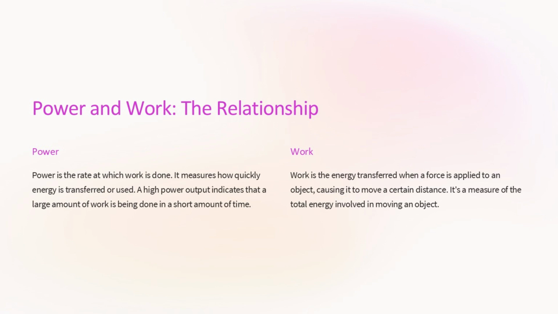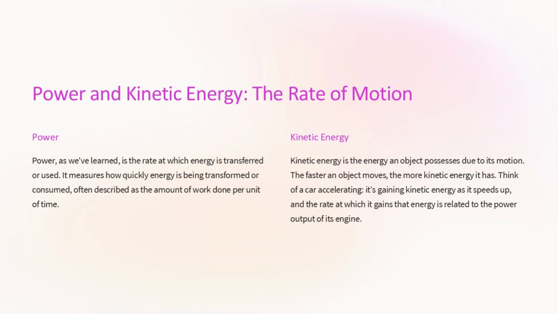Power is the rate at which work is done. It measures how quickly energy is transferred or used. A high power output indicates that a large amount of work is being done in a short time. Work is the energy transferred when a force is applied to an object, causing it to move a certain distance. Work is a measure of the total energy involved in moving an object. Power is the rate at which energy is transferred or used. It measures how quickly energy is being transformed or consumed, often described as the amount of work done per unit of time.